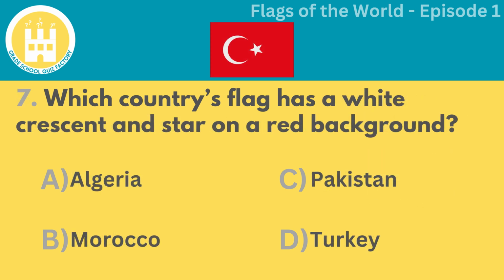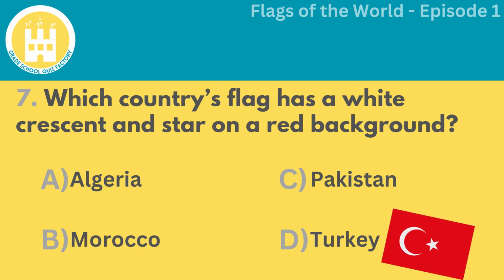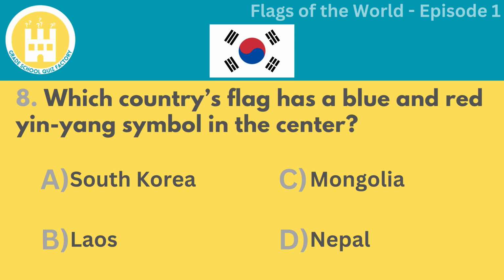Number 7. Which country's flag has a white crescent and star on a red background? If you answer letter D, you got it right. It's Turkey. Number 8. Which country's flag has a blue and red yin-yang symbol in the center?